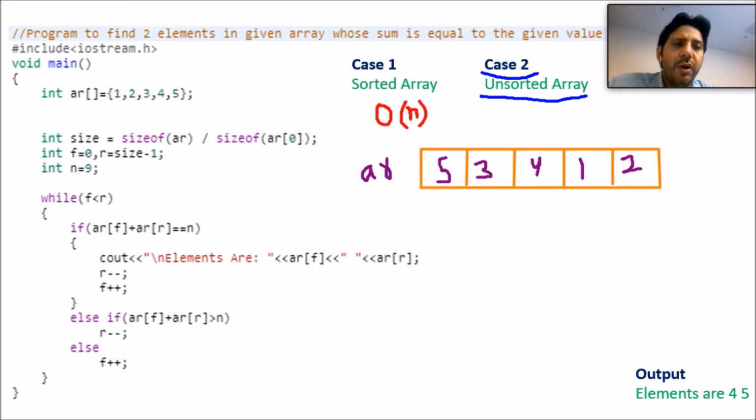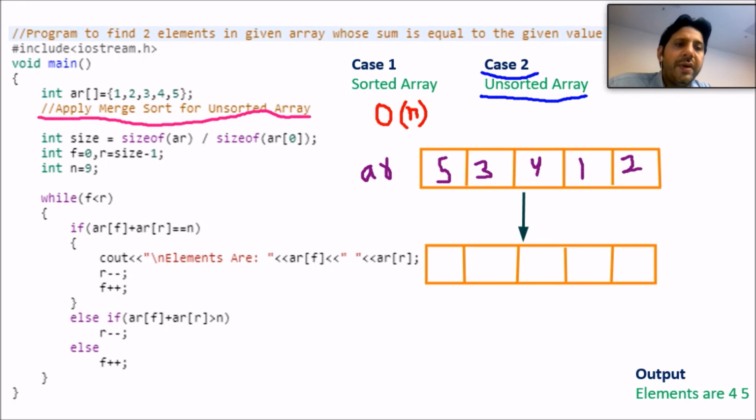So how can we solve this problem with the same program with less complexity? Here we are going to add one line in this program, and that is apply merge sort for the unsorted array. That means we have to use merge sort to sort the array first. So now we are going to sort this array, and after sorting the elements will be 1, 2, 3, 4 and 5. And when the elements are sorted, we can apply the same program which we have discussed.